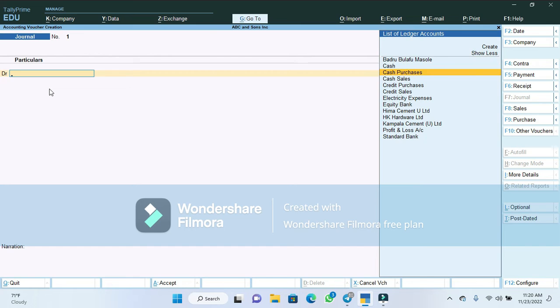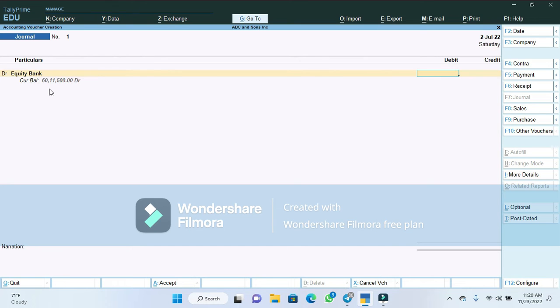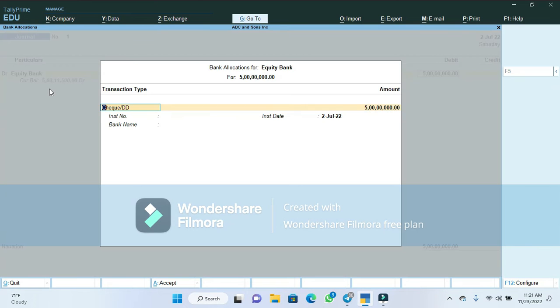Then you can select, are you receiving the cash on the cash account, or did Badru pay via bank? So given that this is a lot of money, let's receive via Equity Bank. He deposited it on the Equity Bank account, and the amount is 50 million Ugandan shillings. So we can enter.